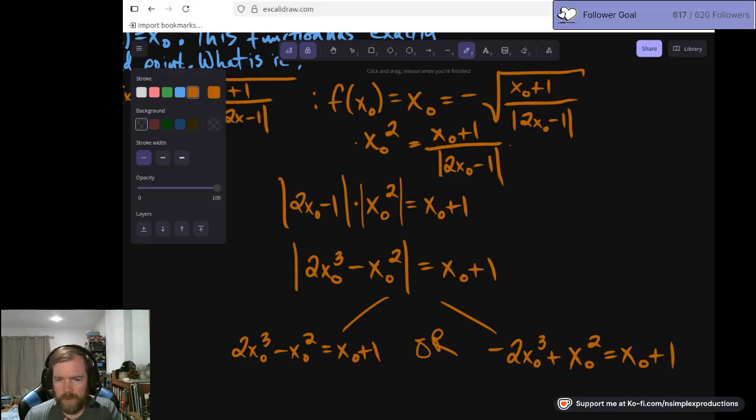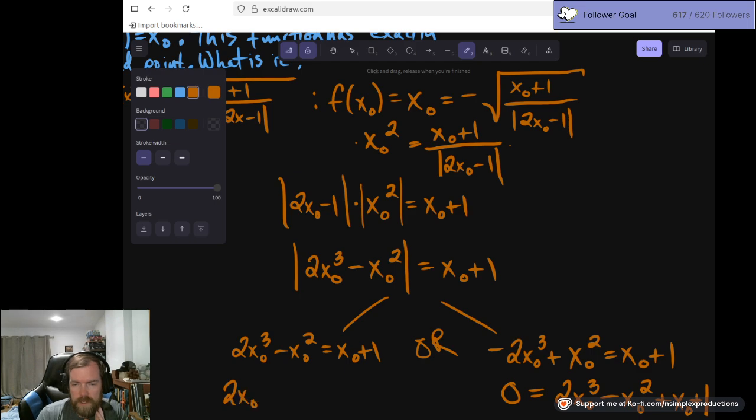And so at this point we can try and solve either of these. This one's going to be 0 is equal to 2x0 cubed minus x0 squared plus x0 plus 1. The other is just what we see. We can move the x0 and the 1, so 2x0 cubed minus x0 squared minus x0 minus 1 is equal to 0.